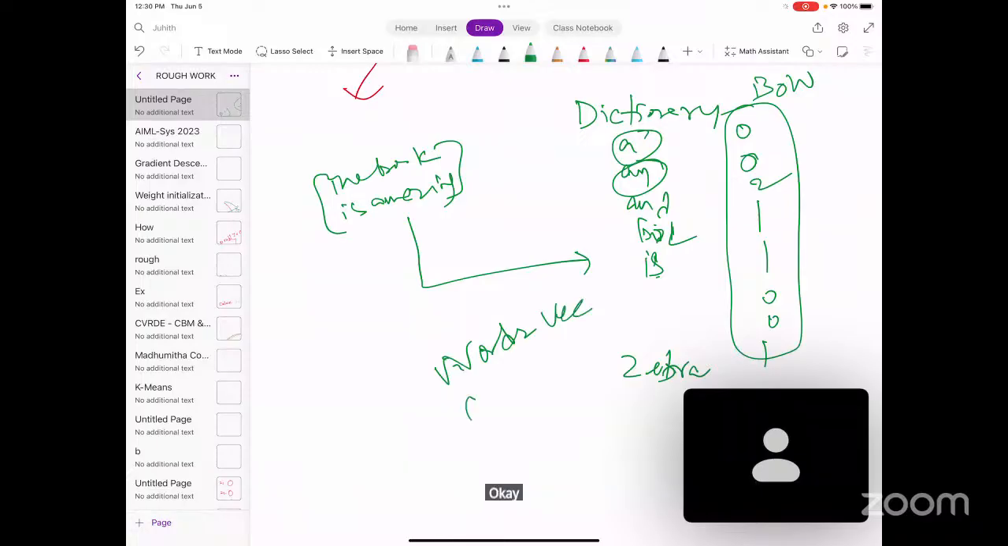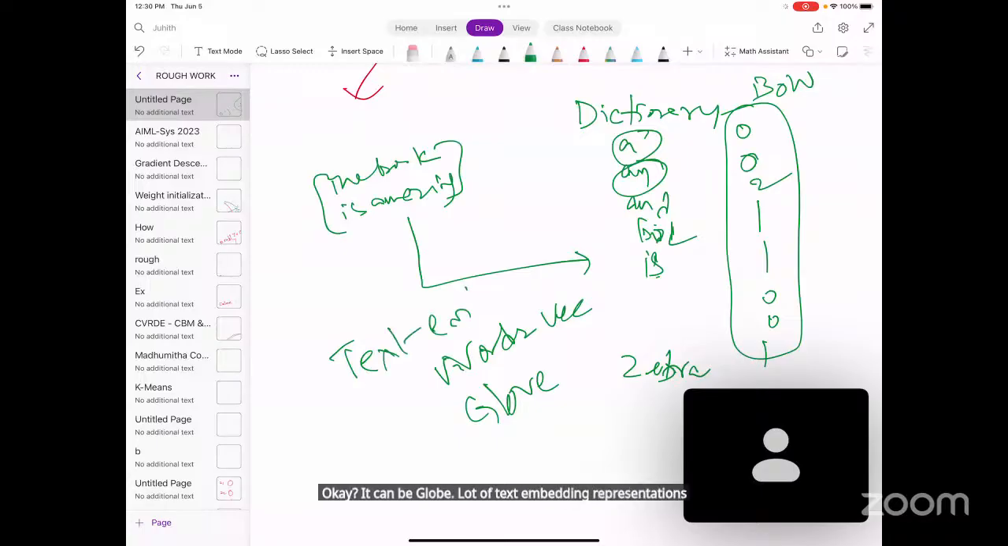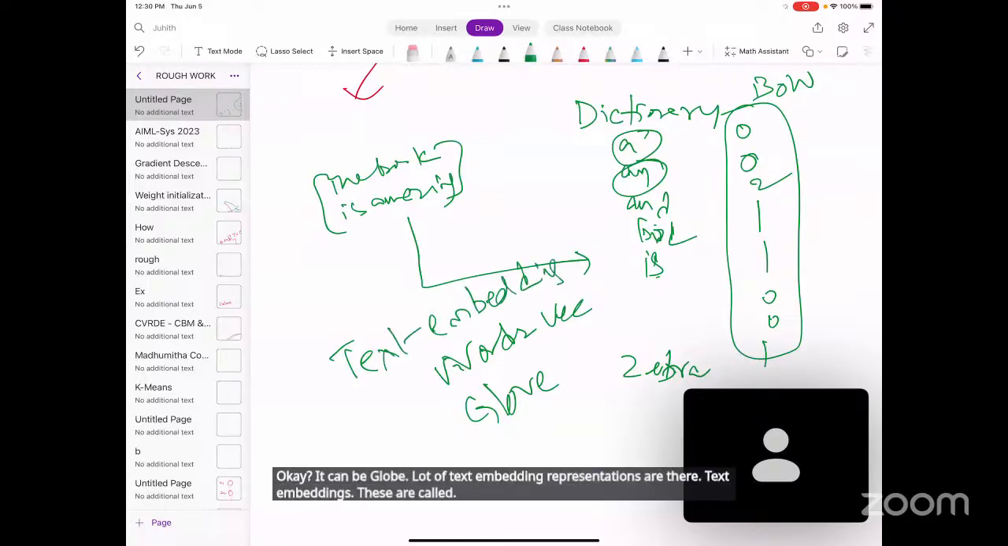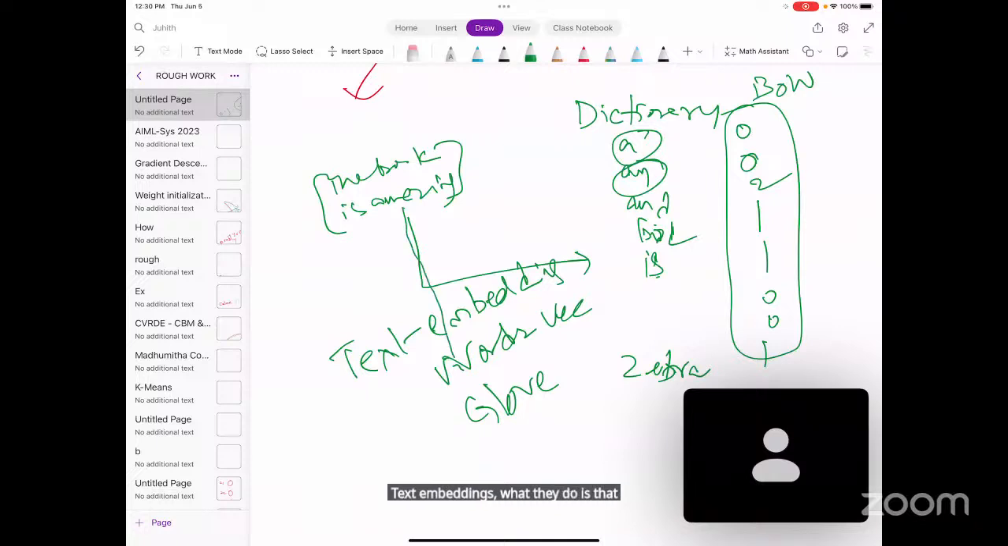Okay, it can be GloVe. A lot of text embedding representations are there. These are called text embeddings. What they do is that they take a text and give a vector. The vector can be a dense vector, where real values will be there.